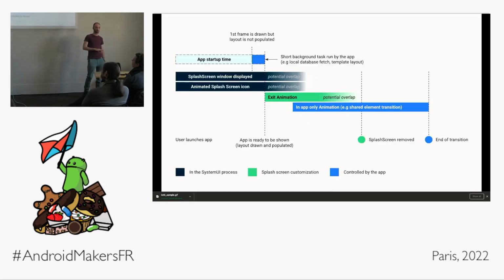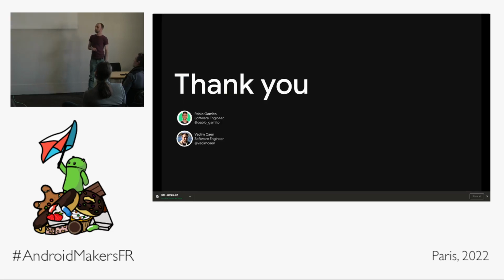So just to recap what's going on here: the app starts. While the app starts, the splash screen is shown. You might do some transition between the splash screen of the system and the splash screen of your application. Then you might do some in-app transition, like a shared element transition between the splash screen and your application. And finally, your app is ready to draw. And again, if you just use the default splash screen, it doesn't add any loading time to your app. It just makes your app more responsive to the first touch. And we're done here. Any questions?